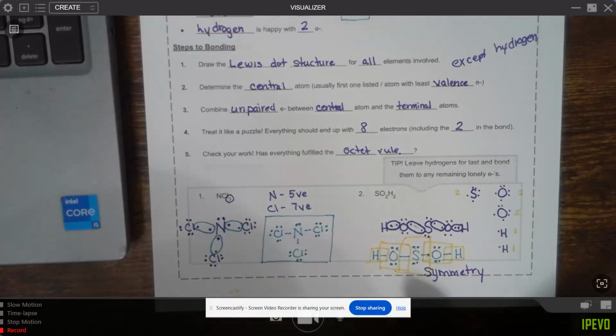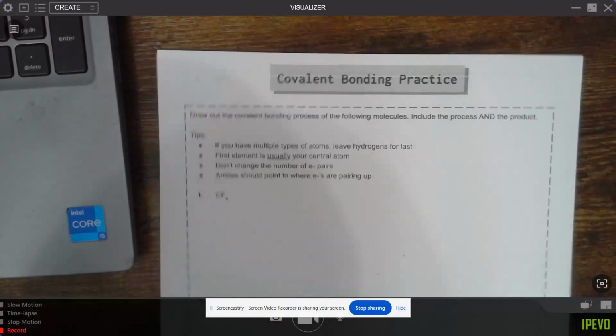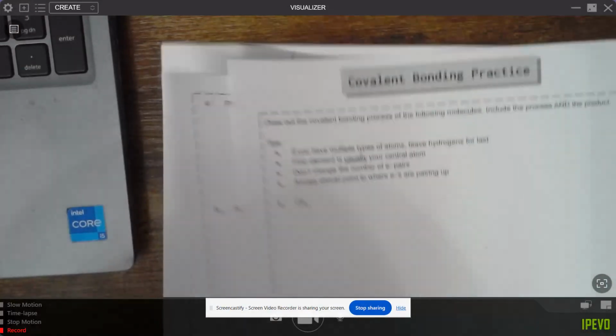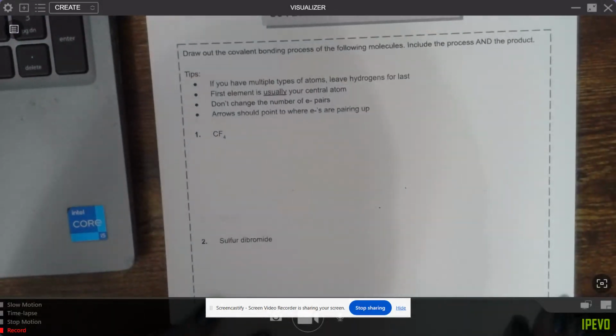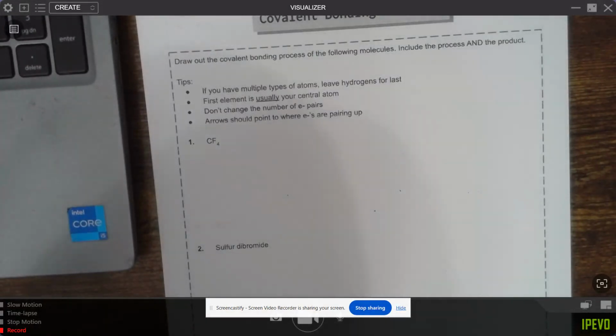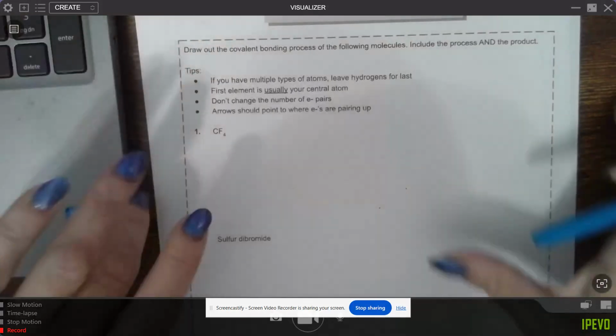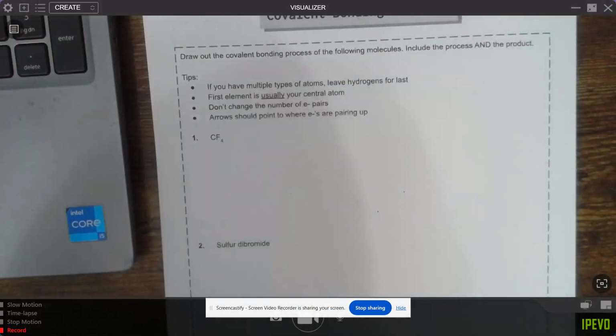Okay, so as you're looking at this, you want to count to see if the elements have the right number of valence electrons. All right, so we're going to do one more practice, and then I'll let you guys work on the other 7 for homework. All right, so let's do CF4.